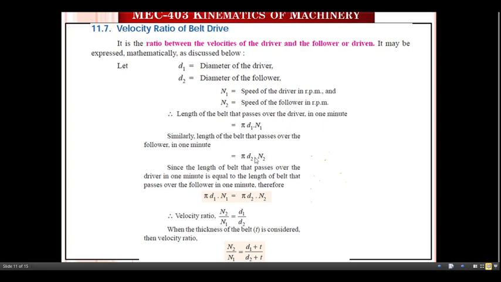As the length on both sides is the same, these two terms must be equal. So pi d1 N1 must equal pi d2 N2. So the velocity ratio is nothing but, pi gets cancelled, N2 by N1 equals d1 by d2. If I consider the thickness, then N2 by N1 equals (d1 plus t) divided by (d2 plus t).